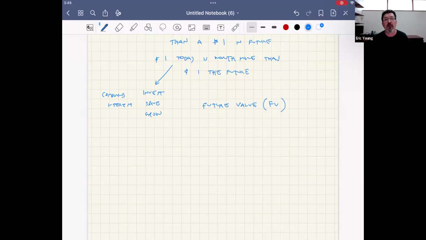So the future value is how much you expect to receive at some point in the future. Another way to think about the future value, it's how much a certain amount of money today will be worth in the future. Okay, so the future value is either how much you'll get at some point in the future, or it's how much money today can grow to in the future.